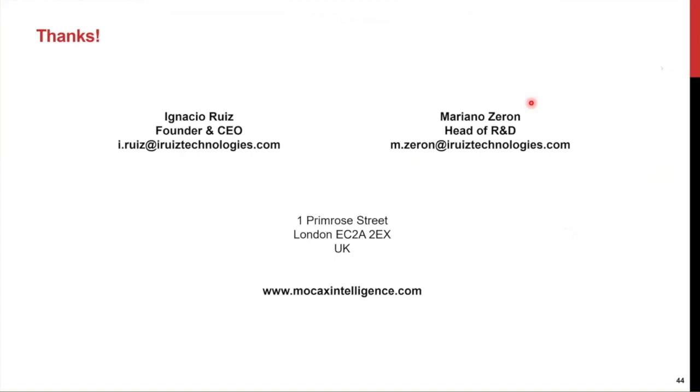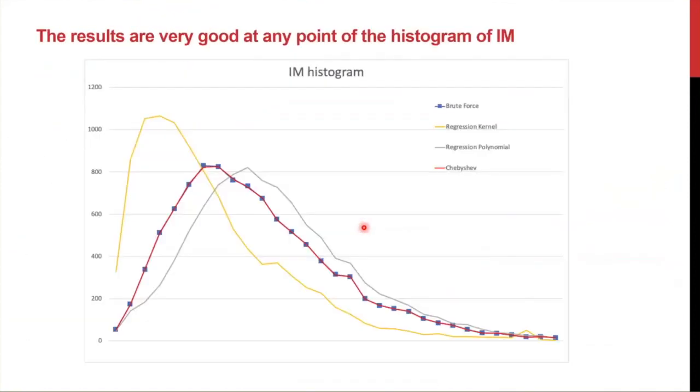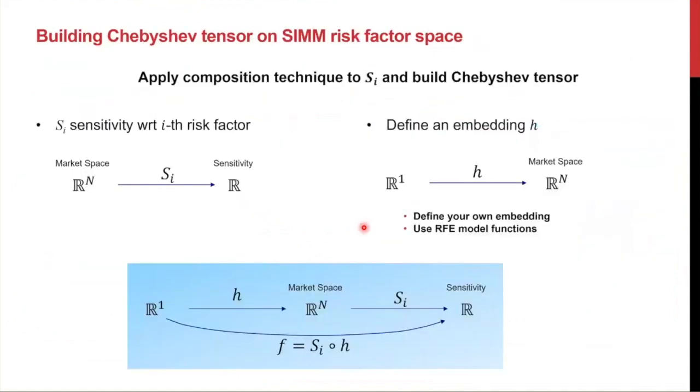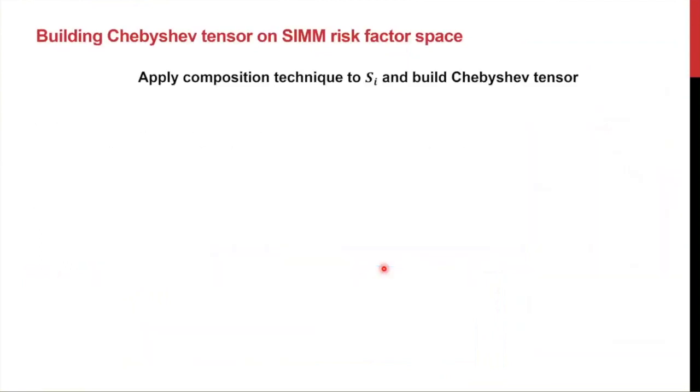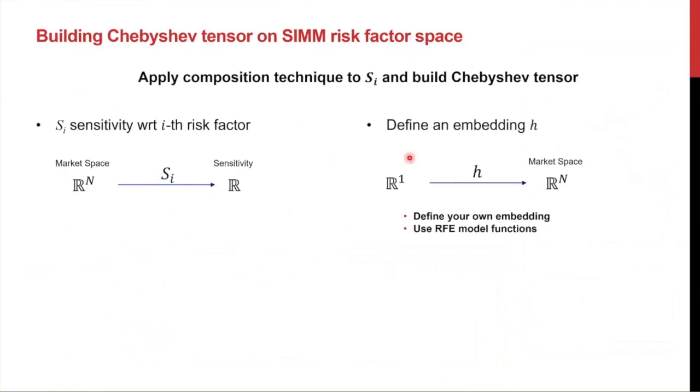Sure. So when you compute the sensitivity in each Chebyshev point of the Chebyshev tensor, how do you compute that sensitivity? Oh, it's definitely conceptually the hardest part for sure, and it's basically summarized in this slide. If you want to compute the sensitivity on each Chebyshev point, you've got the Chebyshev point here, and you have to take the composition of these two functions, SI and H. The H is the embedding, which is difficult to compute, but SI is a function that you can come up with. Either you already have it because this is the way that you compute sensitivities, or you use bump and reval from your original pricing functions. It depends on what you have at your disposal in order to compute sensitivities. I used the pricing function, used bump and reval at each of those points, and that gave me the value.